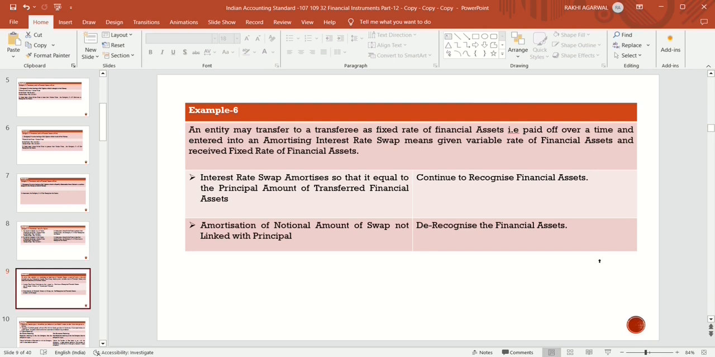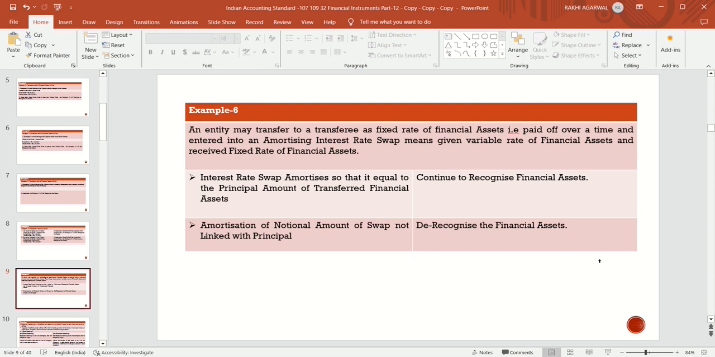It is an interest rate swap where the entity gives a variable rate of interest and receives a fixed rate of interest. The interest rate swap amortizes so that it is equal to the principal amount of the transferred financial asset.